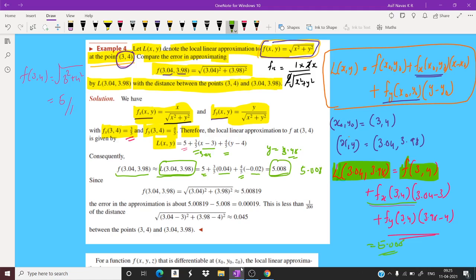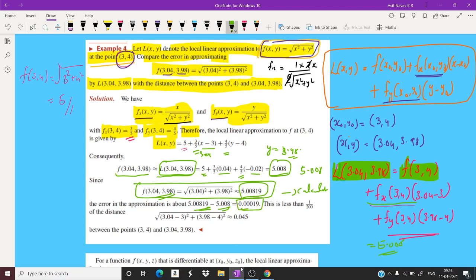Now by using the calculator you can find the value of root of x square plus y square. That means instead of x and y, you take 3.04 all square plus 3.98 all square. This is approximately equal to 5.00819. This you can find using a calculator. Now we will approximate the error. Error is the difference between the actual value and the value we calculated by using the local linear approximation formula. So that error is this.